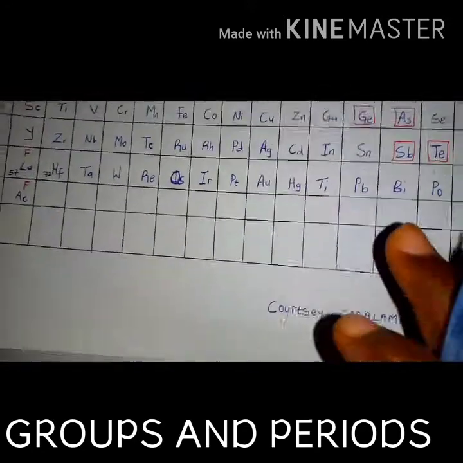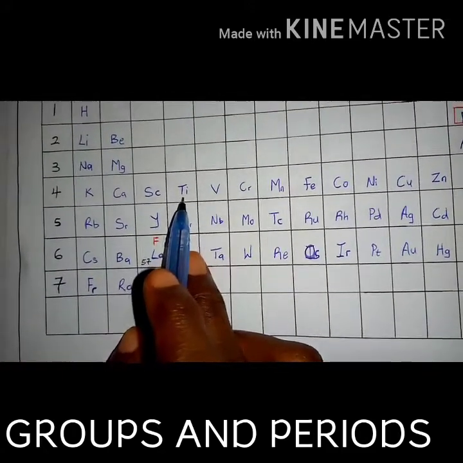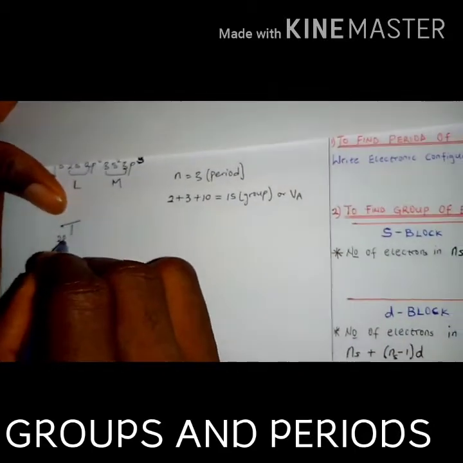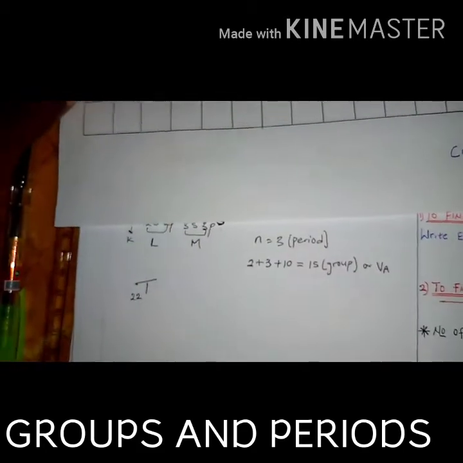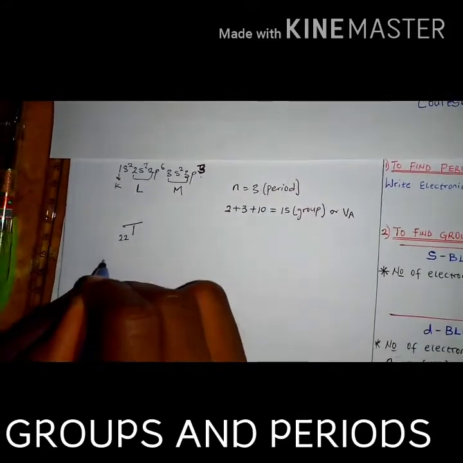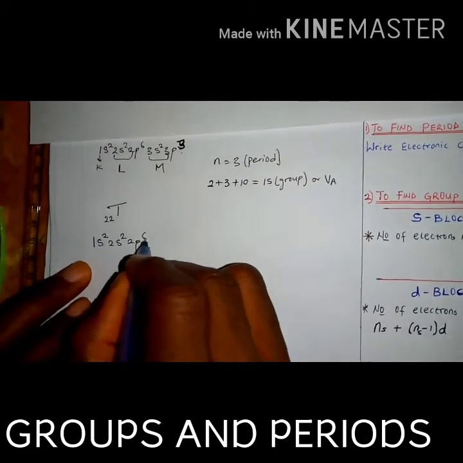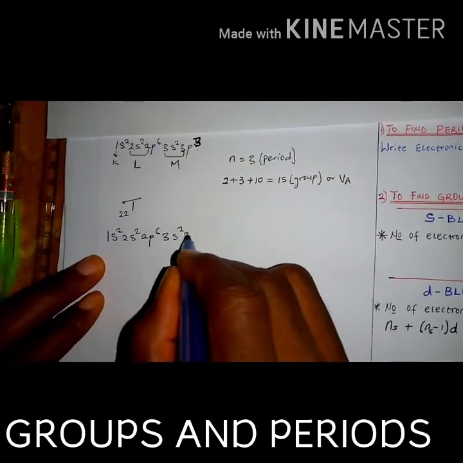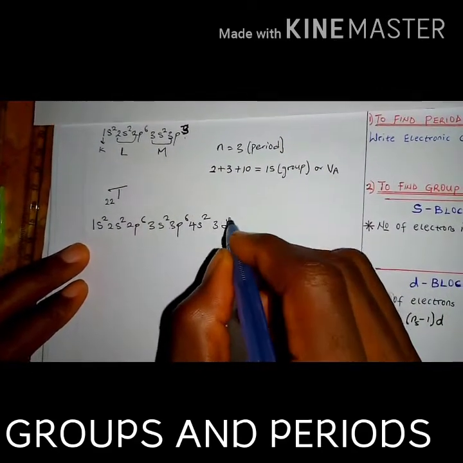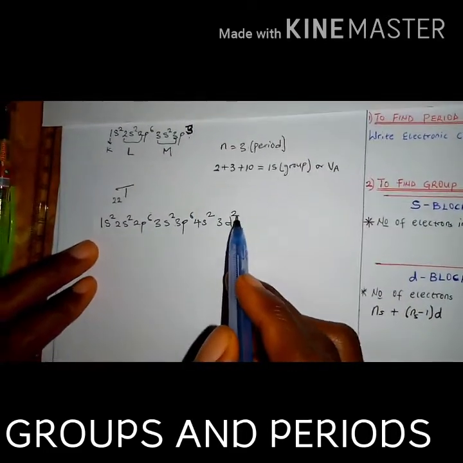Now you must have heard of this element. Titanium. Titanium is atomic number 22. This is calcium, 20, 21, 22. So let's write the electron configuration. We have 1s2, 2s2, 2p6, 3s2, 3p6, 4s2, 3d2. Let's count. This 10, this 10, 20, this 22.